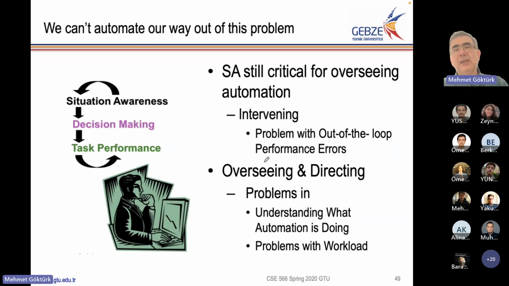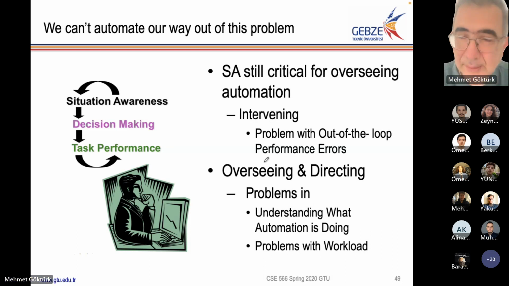So situational awareness is critical for overseeing the automation. When automation is working, sometimes you need to stop, and in order to know when to stop, you need to understand how automation is working. If you get lost in watching the automation, then you cannot intervene, because you will think it might be doing correctly.